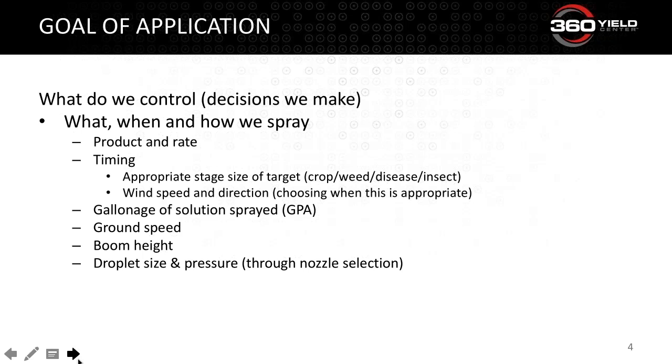And the last one, which is really why we're here together this morning, is to talk about droplet size and pressure. Something we can control is something that is incredibly important for the effectiveness piece of the particular product that you're spraying, but also for the drift that we talked about. And we're really going to control that droplet size and pressure through our nozzle selection. And that's what I really want to focus on here going forward.